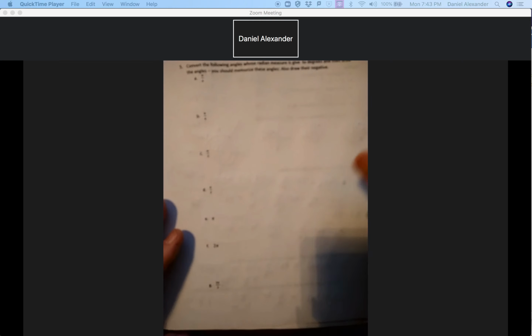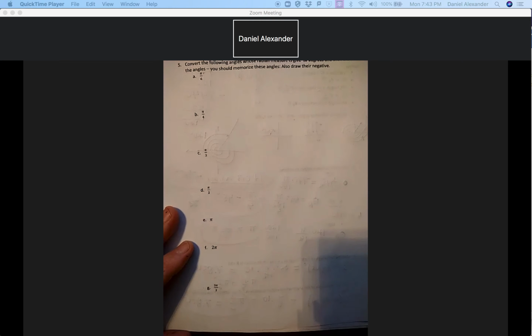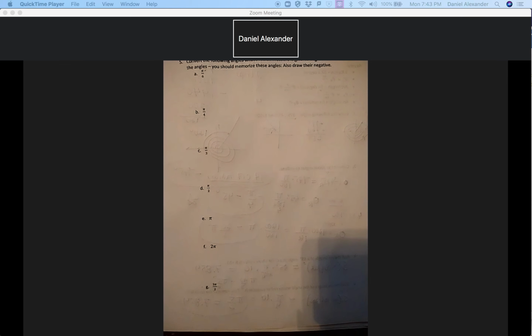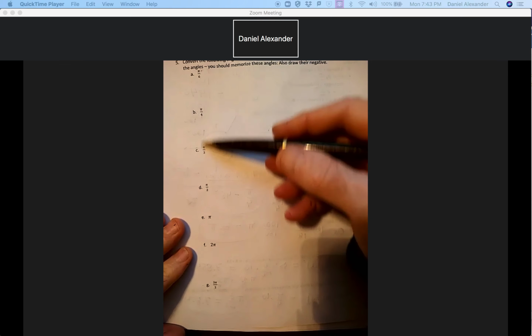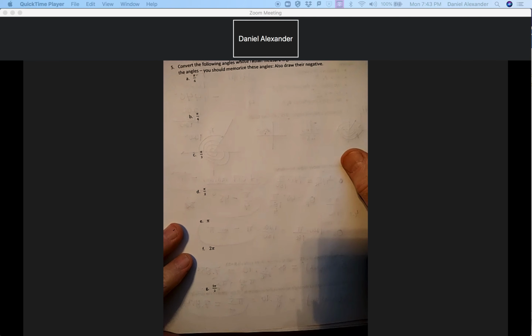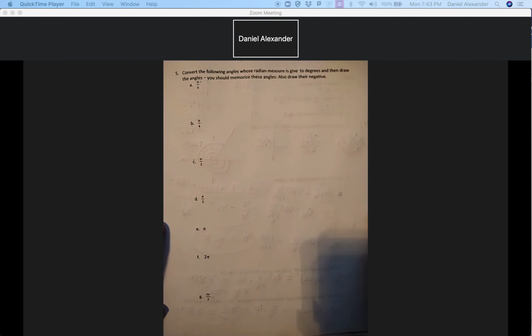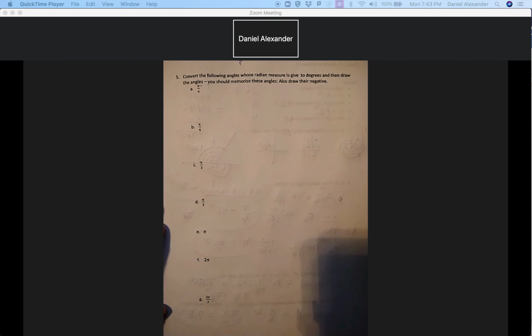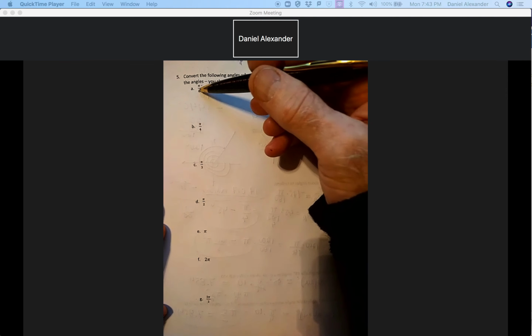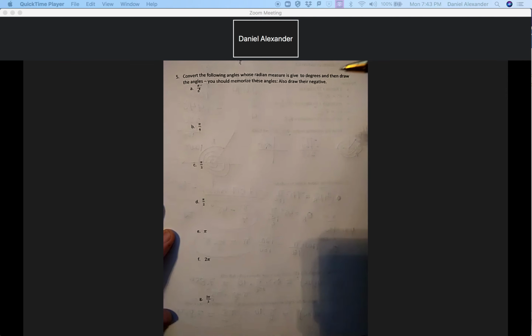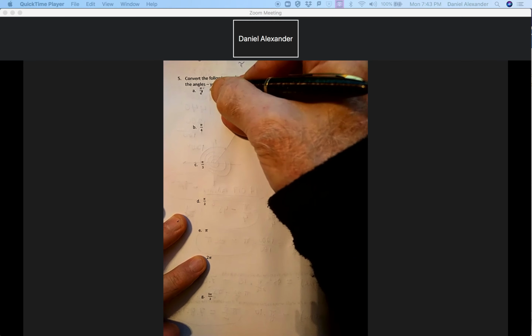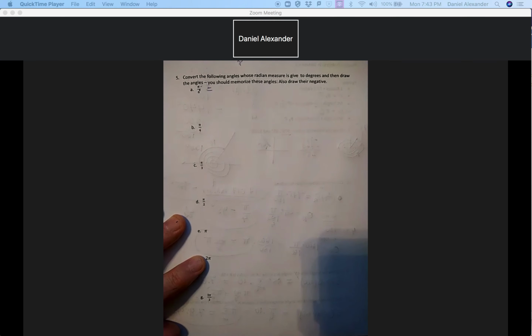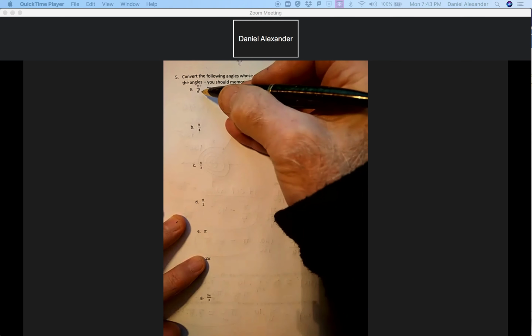So I have some more practice problems here, and I'm going to convert these angles to degrees. My purpose here is these are very famous angles. You're going to see them over and over again. And so life is easier in math if you just know what these angles are in degrees. So I'm going to go through each one, and then I'm going to draw the angles.